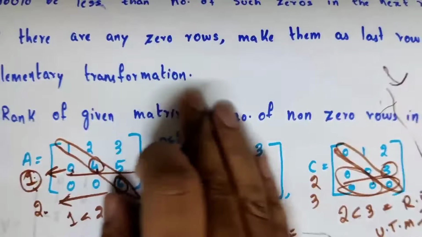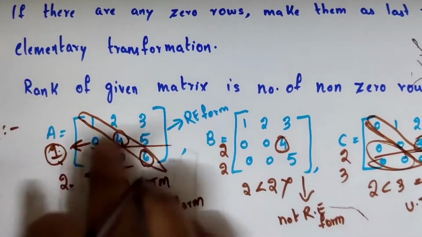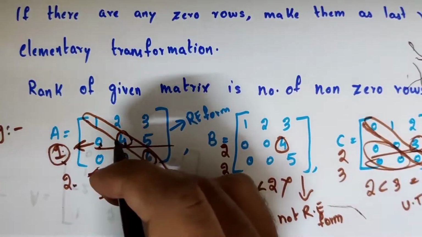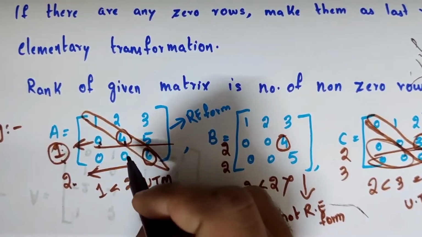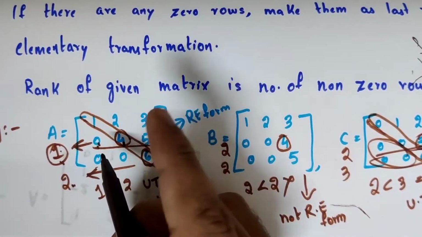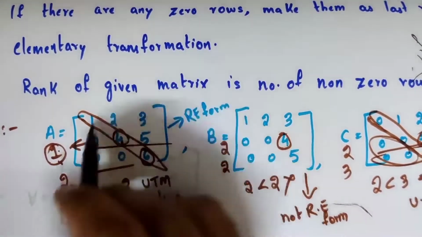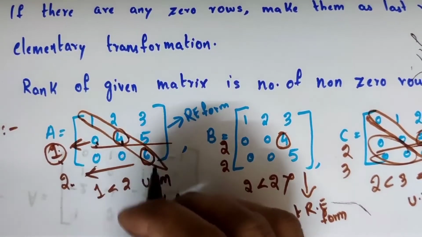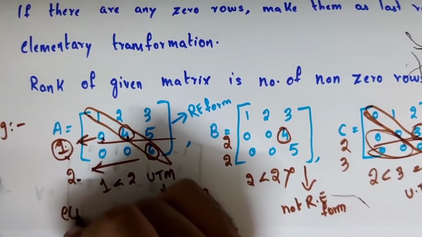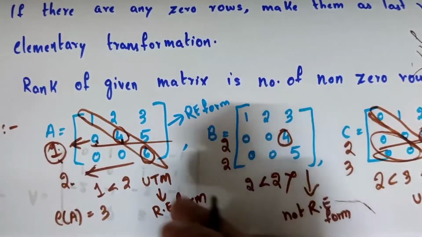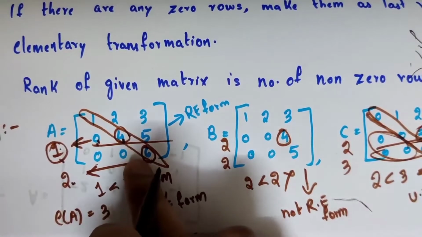Now if you talk about the ranks, so this is row echelon form. So in row echelon form, what is our rank? Rank is nothing but the number of non-zero rows. A zero row means the entire elements of a row must be 0. So do you see any such rows here? No, right? So that is why rank of A is 3 here, since there are no zero rows.